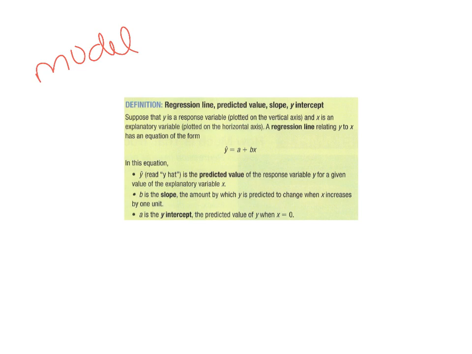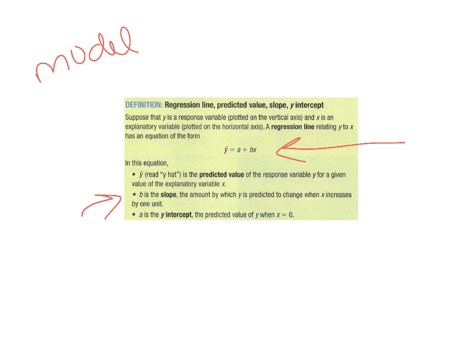So let's look at some vocabulary associated with our regression line. This is the formula that we use for our regression line. I know you guys are used to y equals mx plus b. Yeah, y equals mx plus b. Okay, so we have them in a slightly different order. b is still our slope. Whatever's in front of x is always going to be your slope. Okay, so b is still our slope.